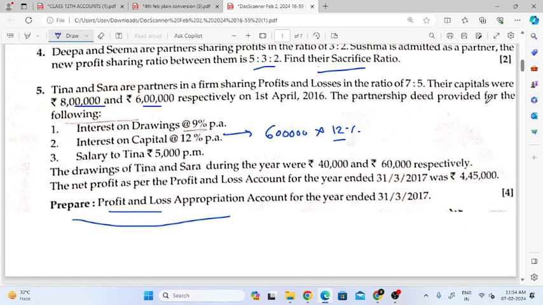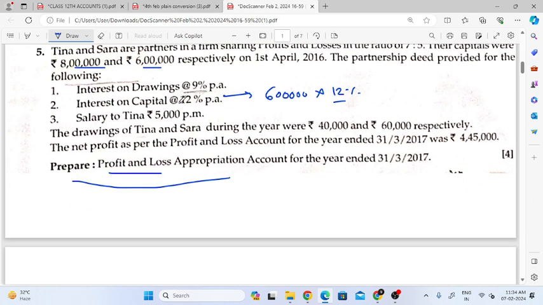The partnership deed provided for the following: interest on drawings also they have given at 9% per annum. And with regards to interest on drawings, they have mentioned that the drawings of Tina and Sarah during the year were 40,000 and 60,000 respectively. Okay, so how much were the drawings of Tina and Sarah? 40,000 and 60,000.